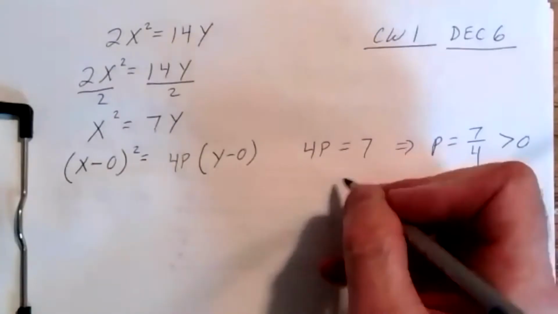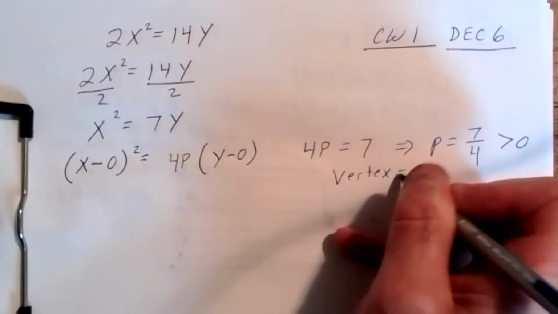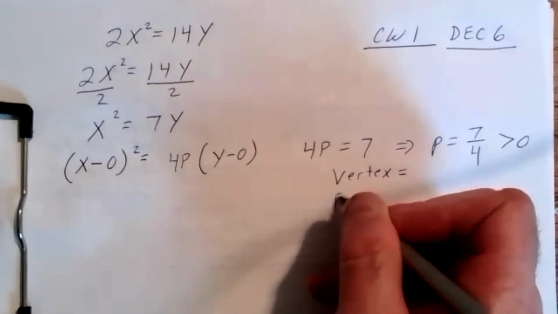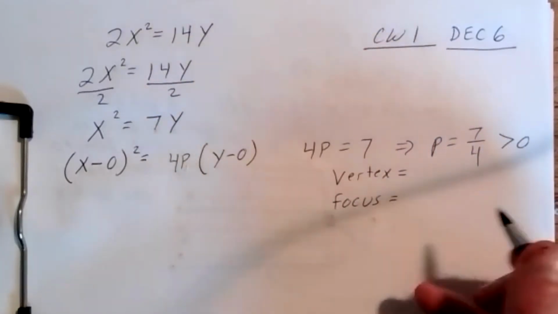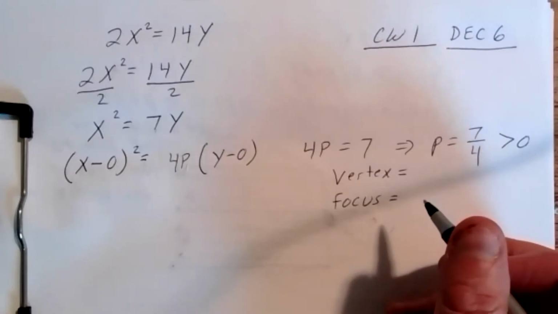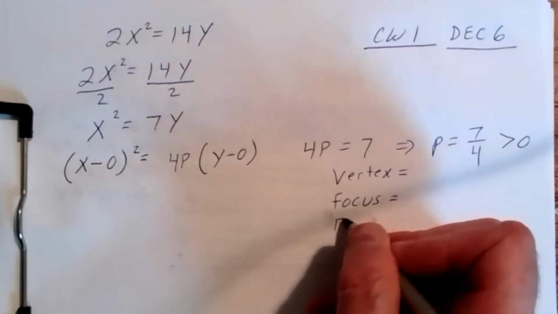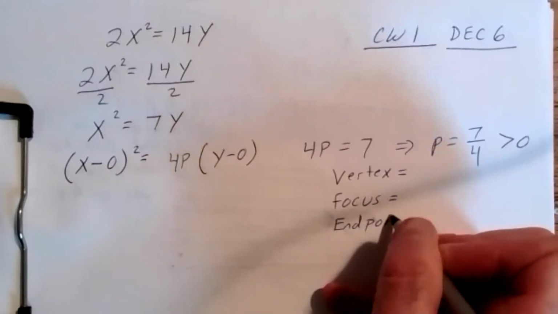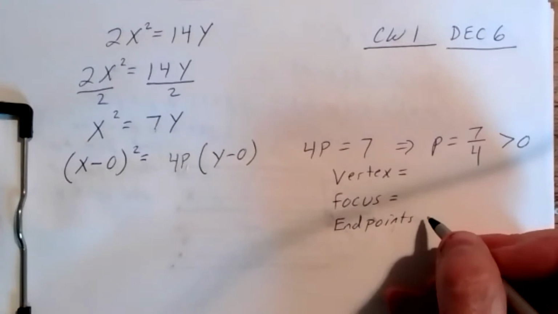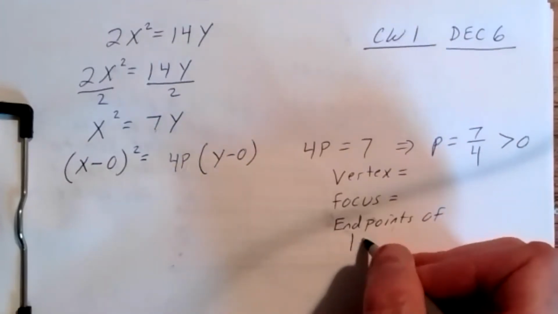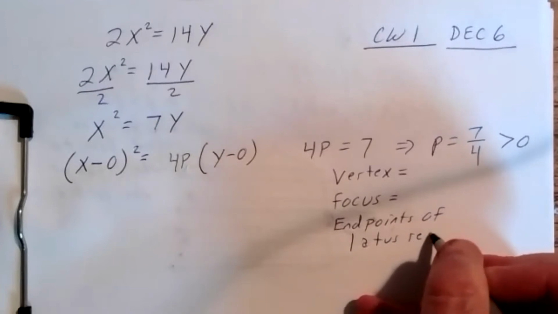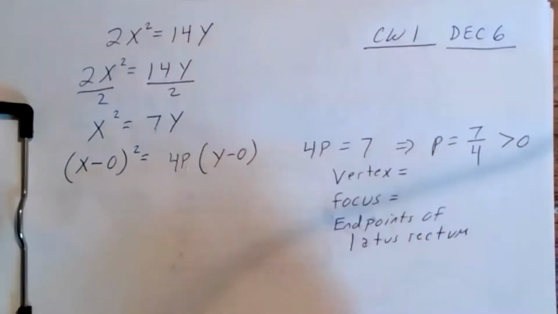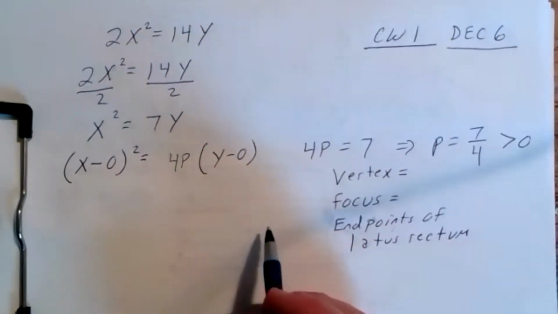In other words, what would be the vertex? What would be the focus of the parabola? What would be the endpoints of the latus rectum? No, actually, I don't think I gave you those formulas for the endpoints of the latus rectum. I guess I forgot to write those down. So maybe we'll just work on this one together here.